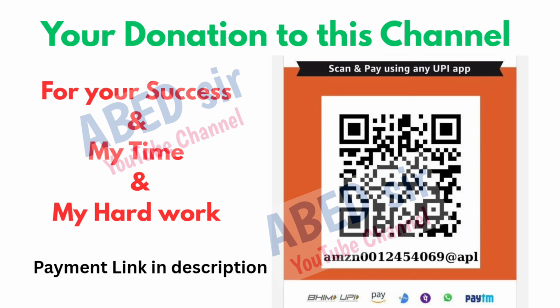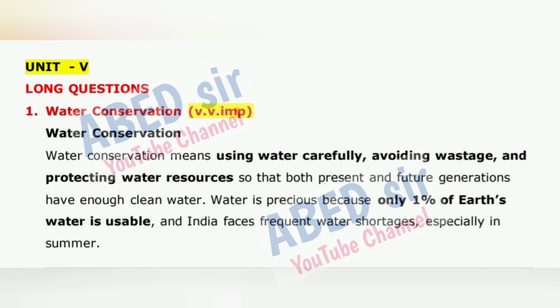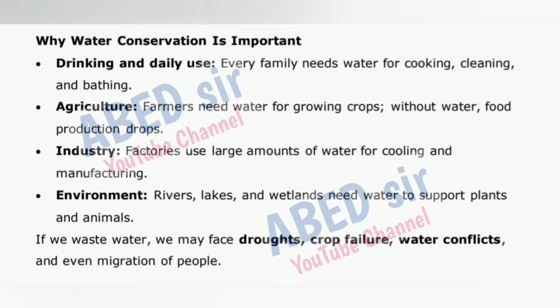First important long question is water conservation. Water conservation means using water carefully, avoiding wastage, and protecting water resources so that both present and future generations have enough clean water. Water is precious because only 1% of Earth's water is usable, and India faces frequent water shortages, especially in summer. Why is water conservation important?